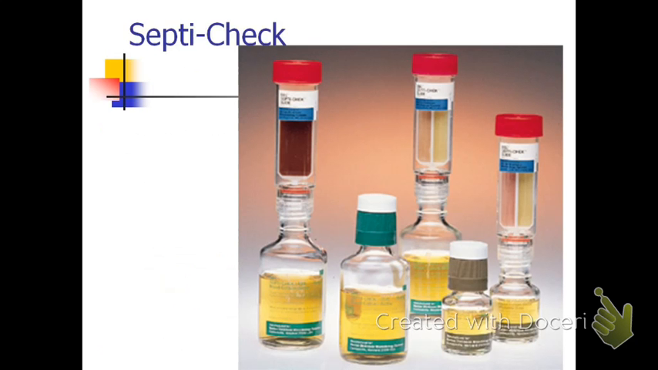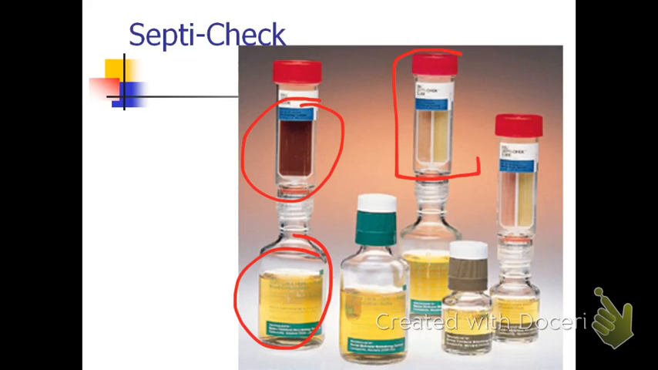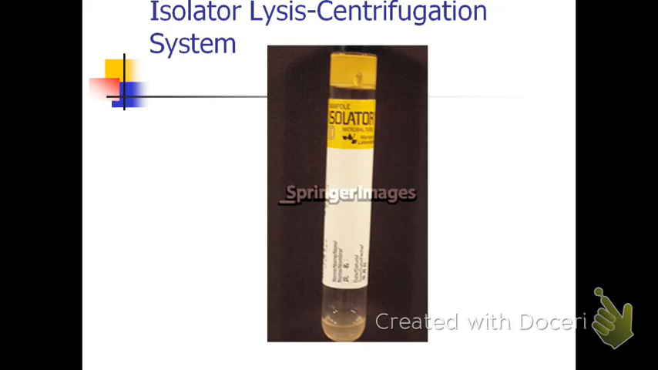So this is an example of a septic check agar. So it is a combination of both the agar and the liquid medium. Now, interestingly, this one is the chocolate agar. Then you can also have here a paddle that will have two agar at both sides. And then you have here the liquid medium. So this one is the isolator lysis centrifugation system.